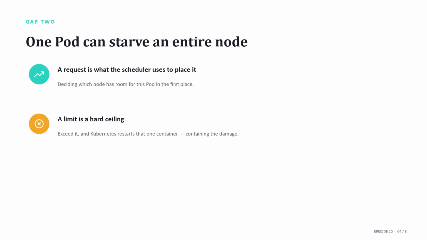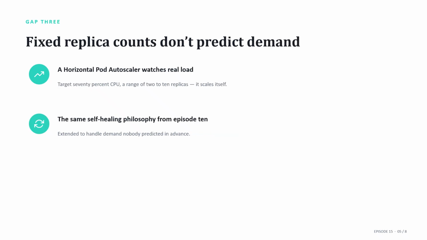Second gap, without limits, one misbehaving pod can consume an entire node's memory and starve every other pod scheduled there. Resource requests and limits, set per container, close it. A request is what the scheduler from episode 8 uses to decide which node has room for this pod in the first place. A limit is a hard ceiling. Exceed the memory limit, and Kubernetes terminates and restarts that container, containing the damage to one pod instead of one node.